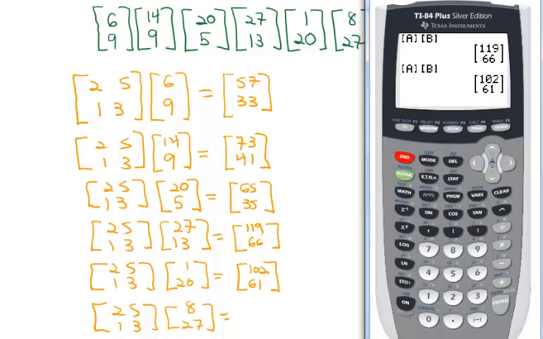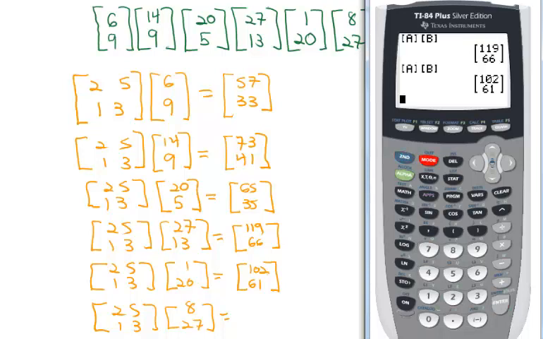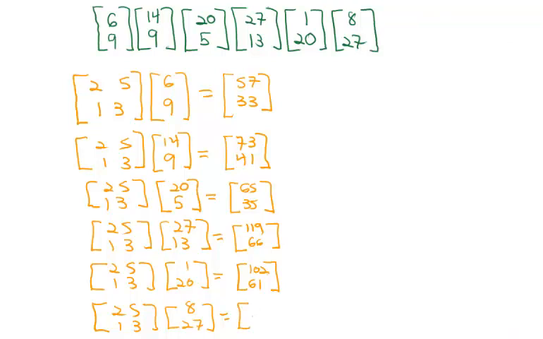And finally our last one. Changing matrix B this time. It's still a 2x1. This time it's 8, 27. Hit enter one last time, and we get 151, 89.